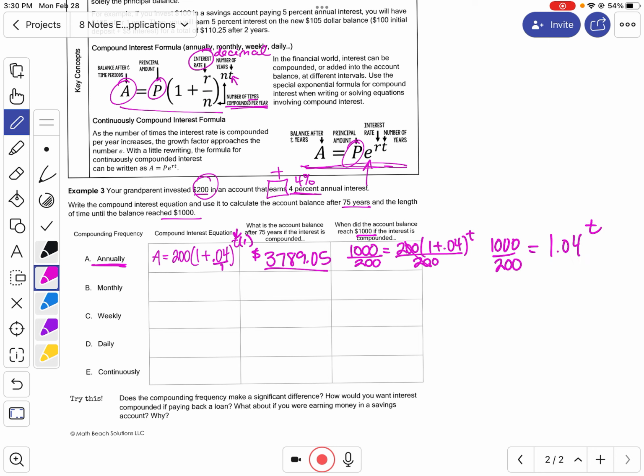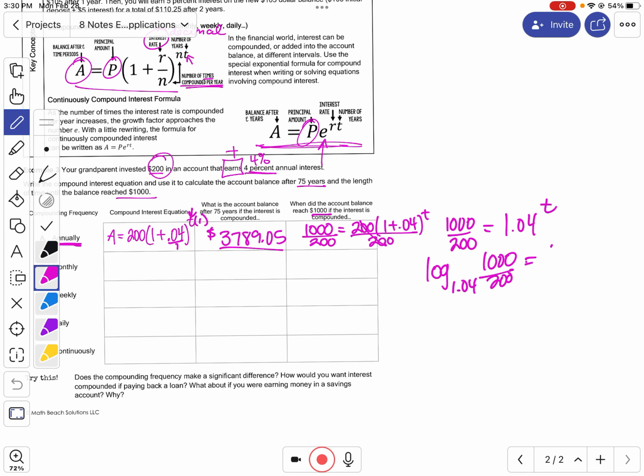And then this is just 1.04 to the t. So I'm going to take the log of both sides. Log base 1.04 on both sides, so that just cancels out and we're left with t there. So we're typing in log base 1.04 of 1,000 over 200. You should get, for the answer here, 41.035 years.